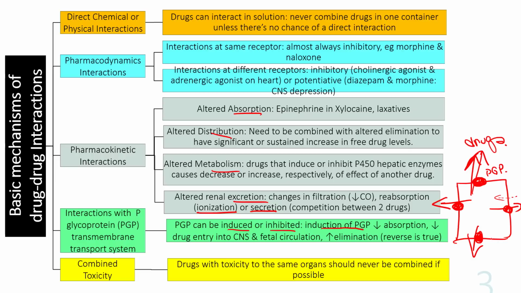If we've got more PGPs than normal, the amount of drug that's absorbed is going to go down, right? And the amount of drug that goes past the blood-brain barrier is going to go down, because as soon as it goes into the blood-brain barrier, it gets kicked out again, out of the brain. It can reduce the amount of drug entry into the fetal circulation by the same means, right? As soon as drugs cross into the fetal circulation, this PGP is going to kick it out.